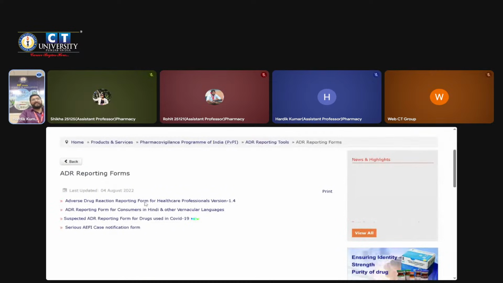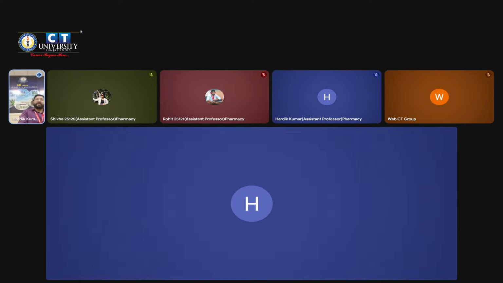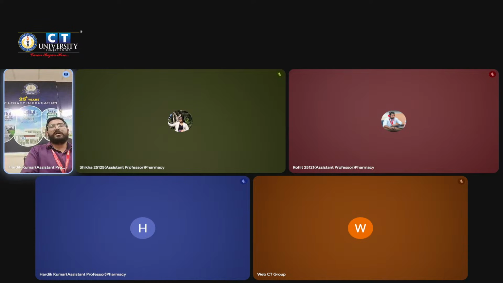Now its latest version is 1.4. This is the latest ADR reporting form that has been filled in India. So these are some sources from where you can get the records of drugs or materials, what new drugs are coming, and what the key aspects of the market are.